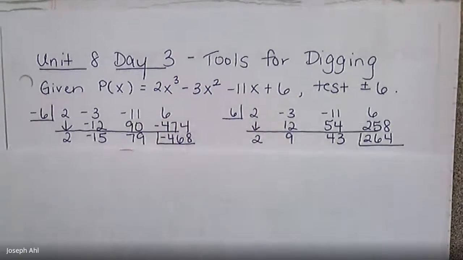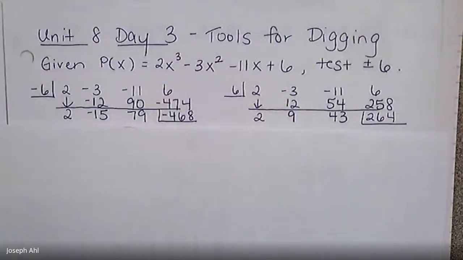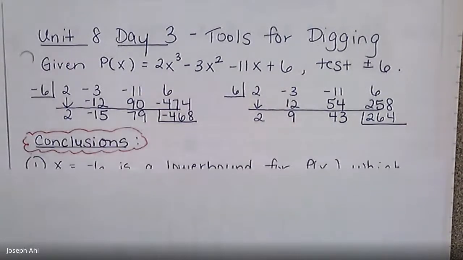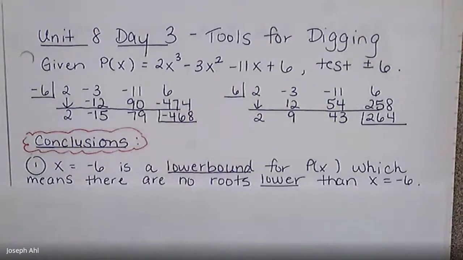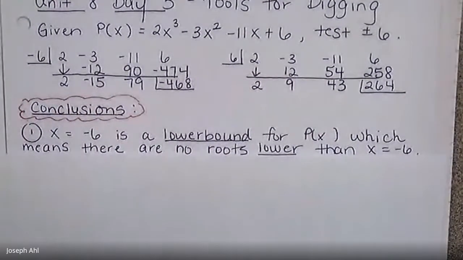The first conclusion I'd like you to list is for x equals negative 6. X equals negative 6 is called a lower bound for the function p of x, which means that there are no roots lower than x equals negative 6. So if I were trying to find the roots of this polynomial, I'm not testing negative 7, negative 8, negative a million, negative 9.2, decimals, fractions, anything less than negative 6. It is guaranteed that it will not work when you determine that something's a lower bound.